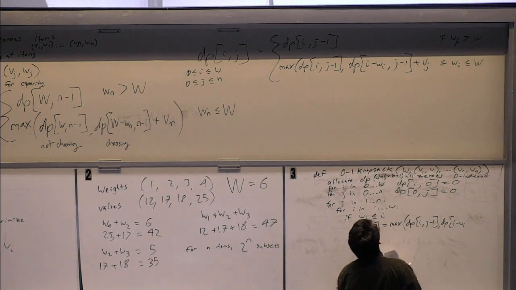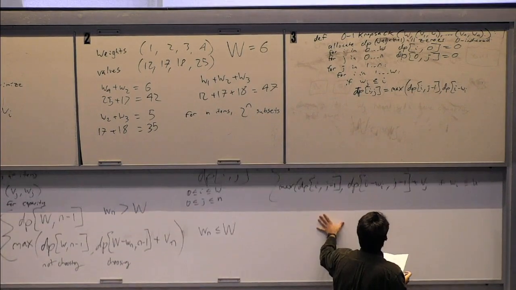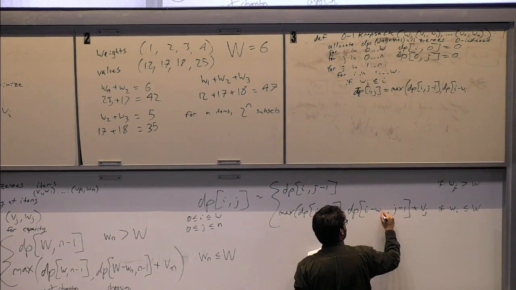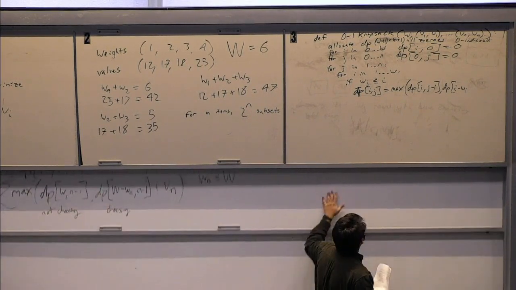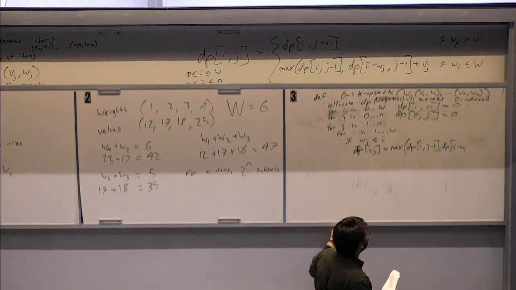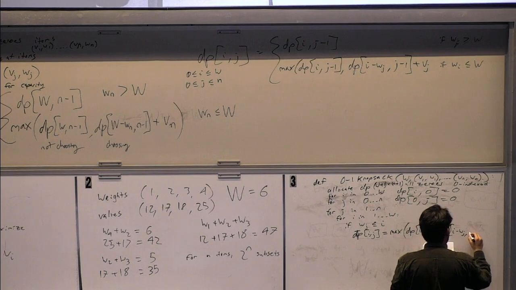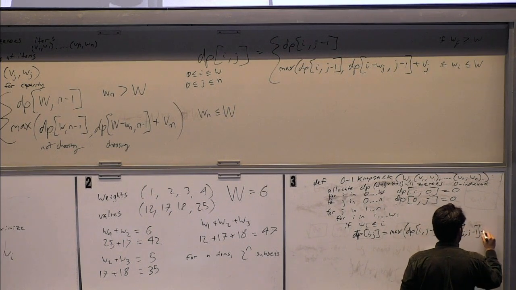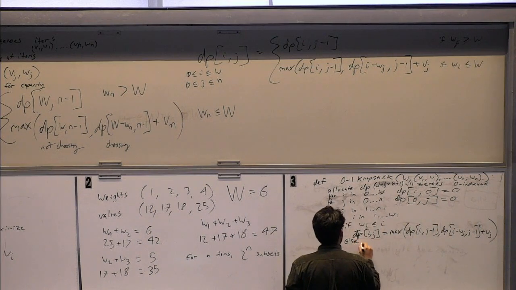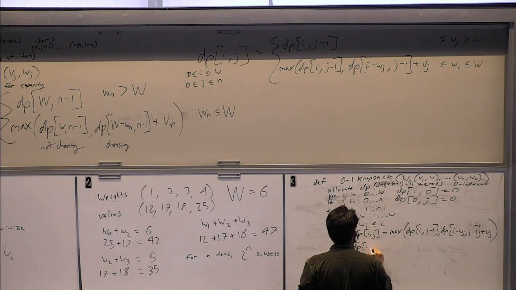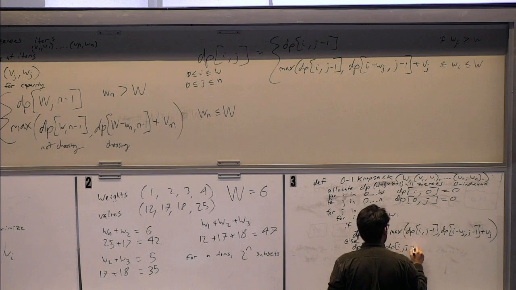There's another typo here. It's not I minus WI, it should be I minus WJ. It's the jth item we're considering. The capacity is I. I minus WJ of the J minus 1 items plus VJ. Else, DP of I comma J takes on DP of I comma J minus 1, right?